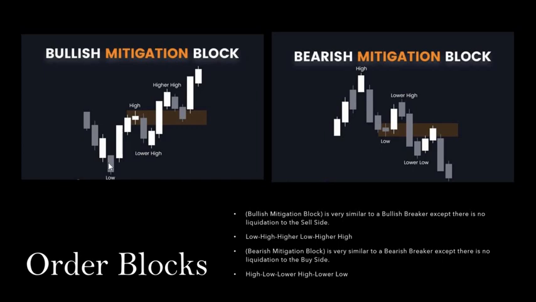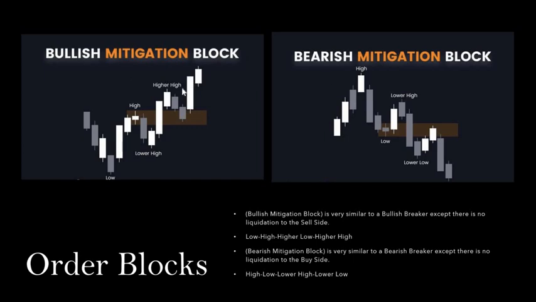With the breaker block, this would be that breaker. This wouldn't be the breaker, right here, right? Okay, so the breaker would be probably the first high or low in the range, okay? The first high or low in the range would be the breaker. In a mitigation block, it's the second high or low here, okay?